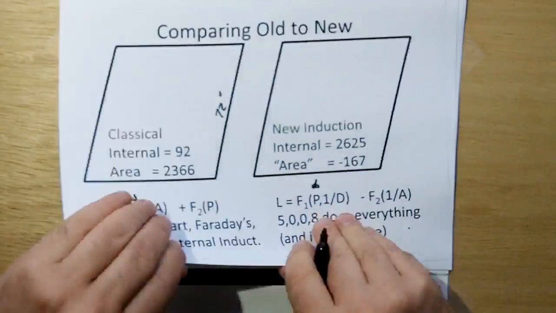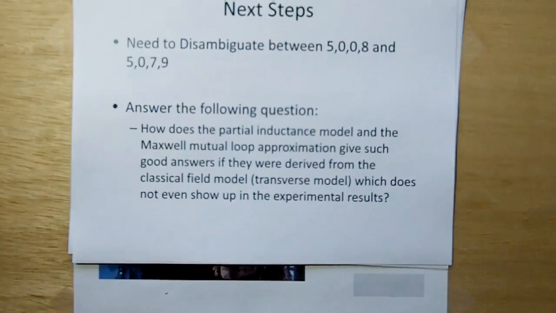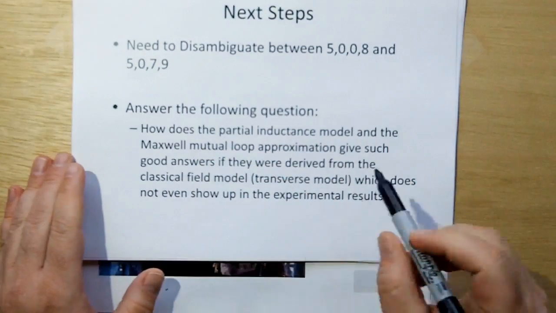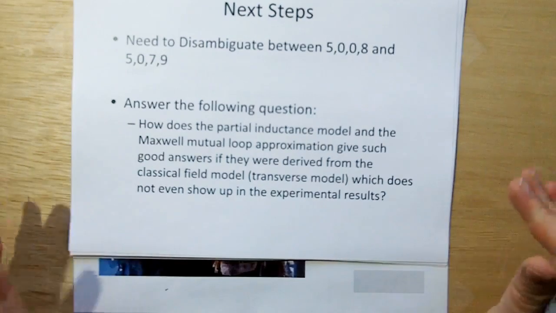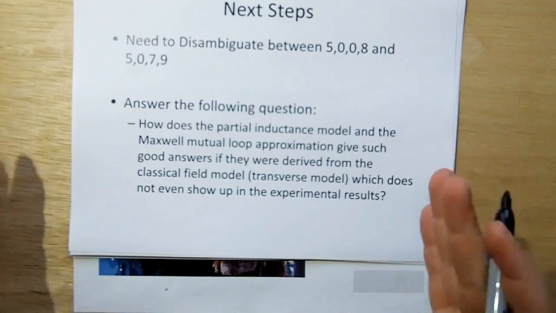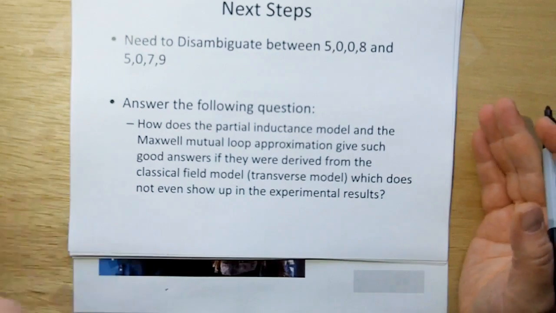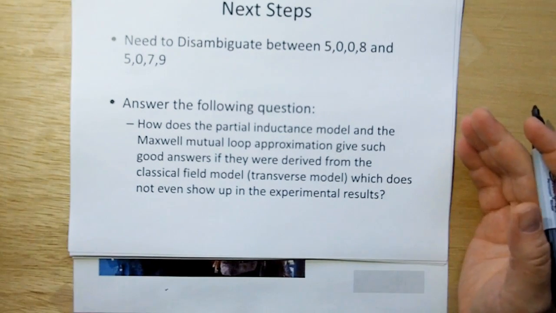Gotta love it. So what are the next steps? We need to disambiguate between 5008 and 5079. Or we've got to do something. It's either one or the other or both or something. We've got to disambiguate. And then we also need to answer the following question.